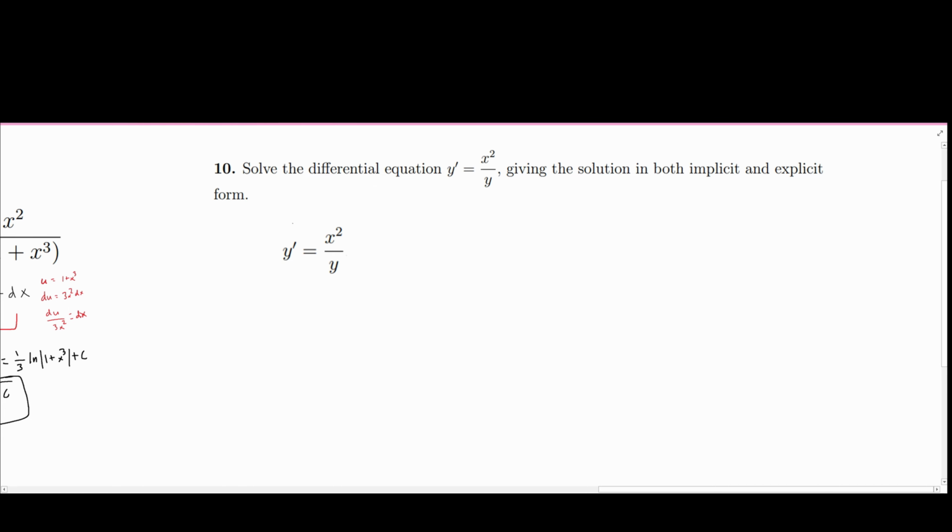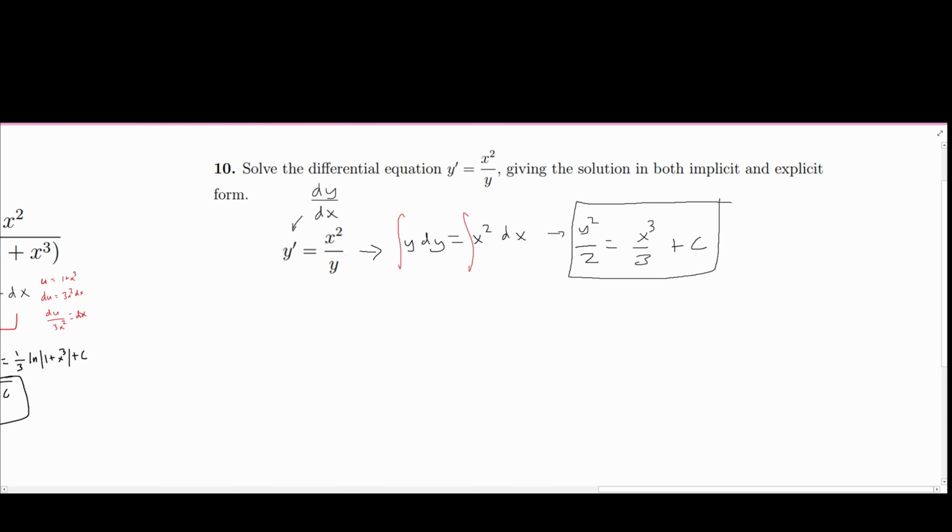So y prime in reality is dy over dx. After separating both the x's and the y on their respective sides, we can take the integral of both sides. From here, we get this. We get y squared over 2 is equal to x cubed divided by 3 plus c. This is the implicit solution.